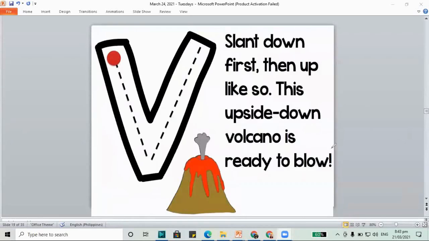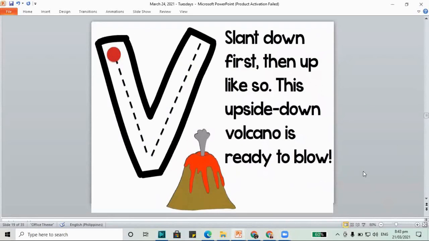How do we write letter V? Slant down first, then up like so. This upside down volcano is ready to blow. So we did capital letter V. And how about for the next one?